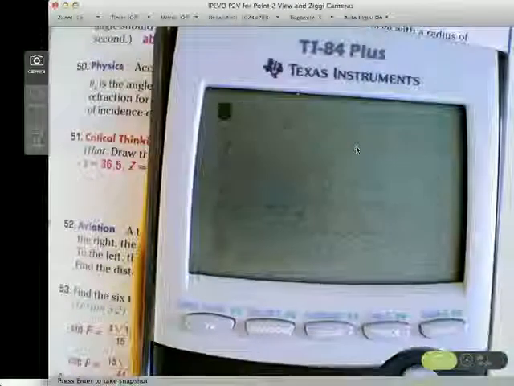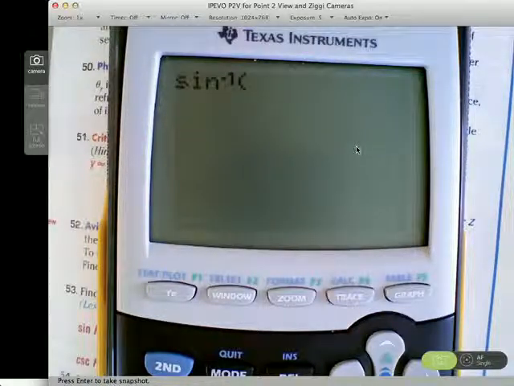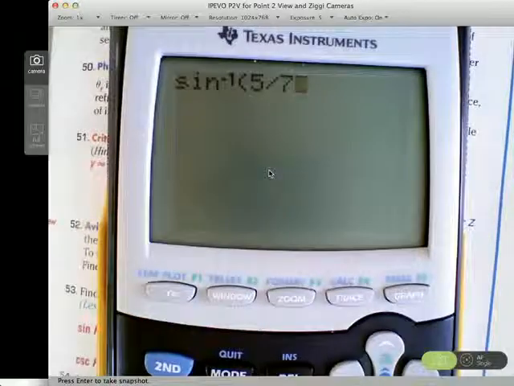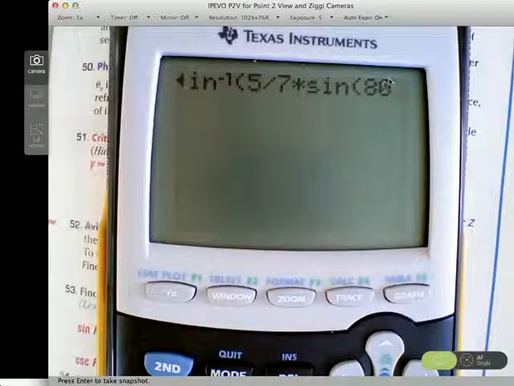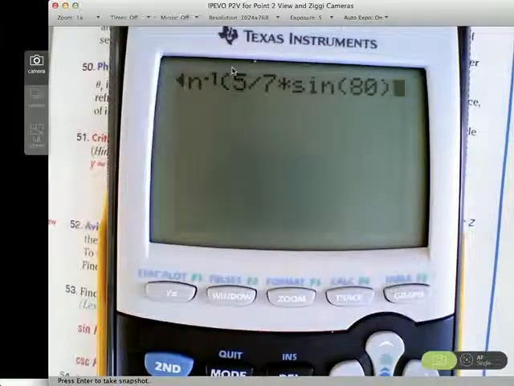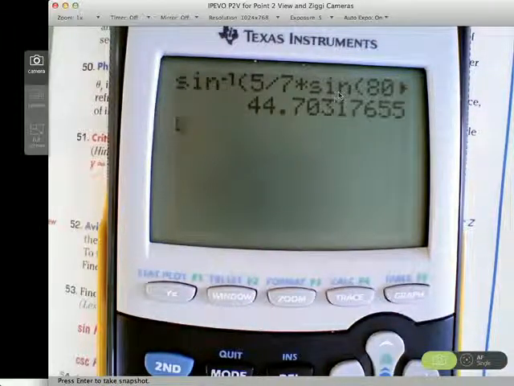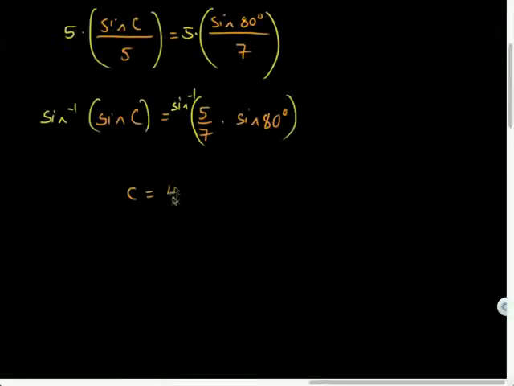So I want to enter in sine inverse. I'm going to hit second sine inverse of, what was it, 5/7? Yep, so 5 divided by 7 times the sine of 80 degrees. All right, and I need to close the parentheses on the sine of 80, and close the parentheses on the sine inverse. Just so that the calculator understands what order I'm doing this in, I'm going to hit enter, and I got 44.7. 44.70. Right, not bad. So there's my angle C.